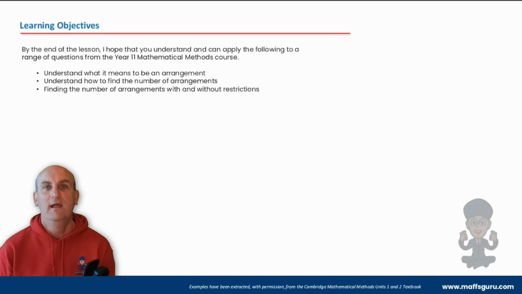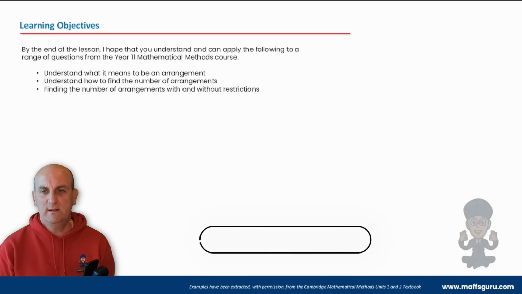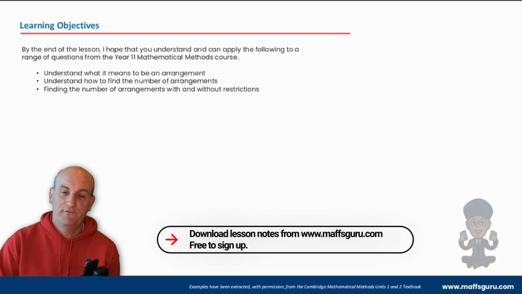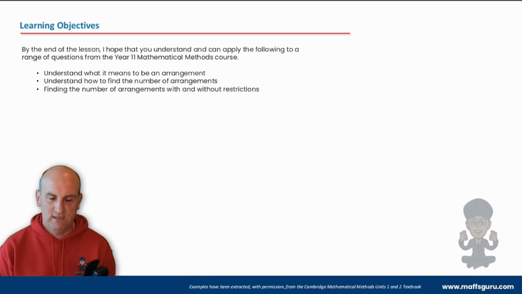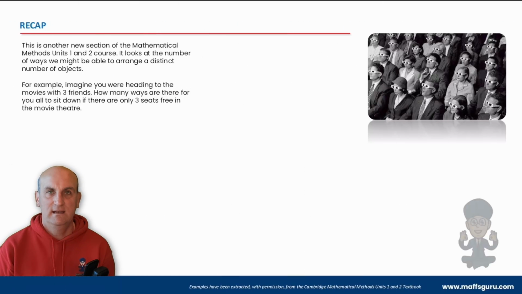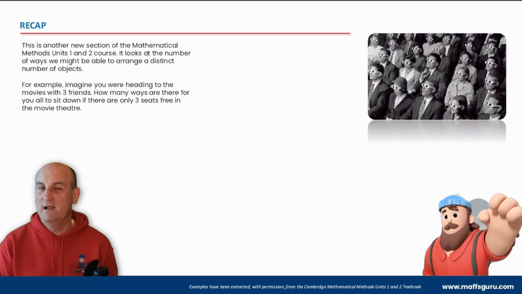Now, behind me are the learning objectives, and it's going to build on the previous video a little bit in just a moment. It's going to be to understand what it means to be an arrangement, understand how to find the number of arrangements, and find the number of arrangements with and without restrictions. And again, this builds more and more as the videos of this series tend to go on. Now, as it's a new section of the methods course, there's nothing really I can recap.